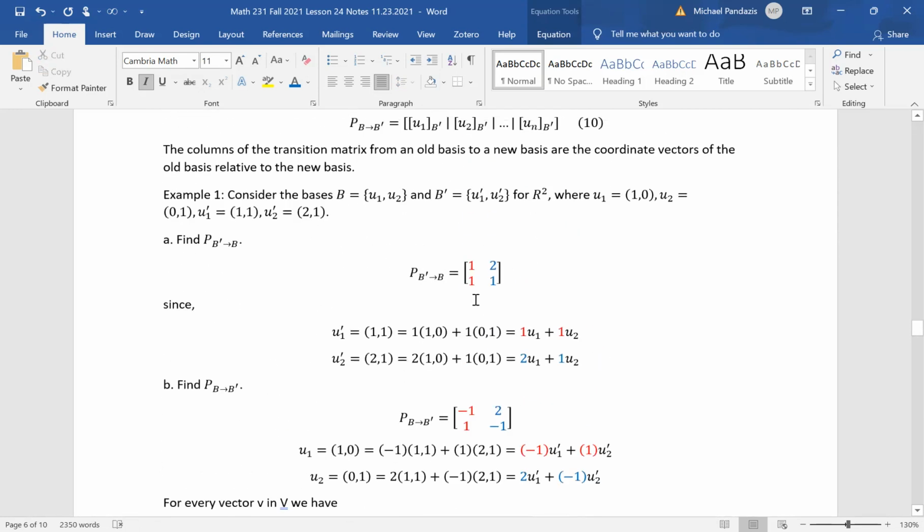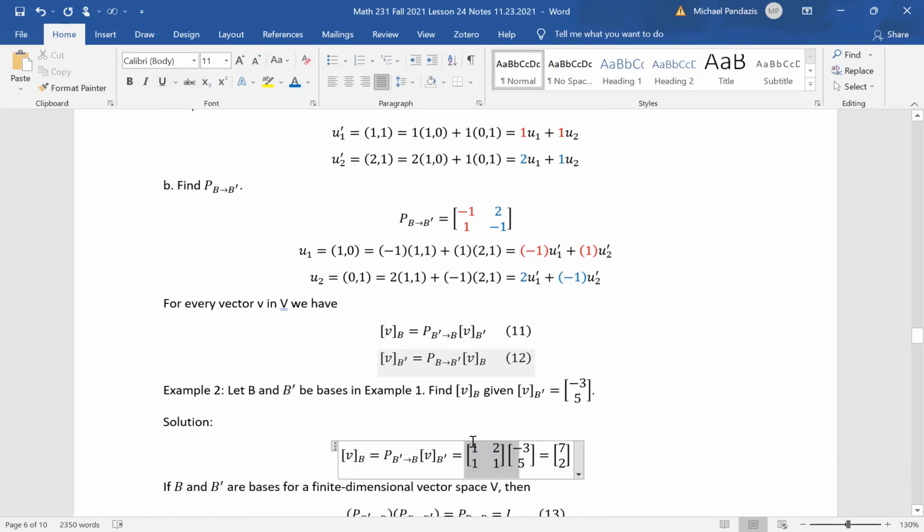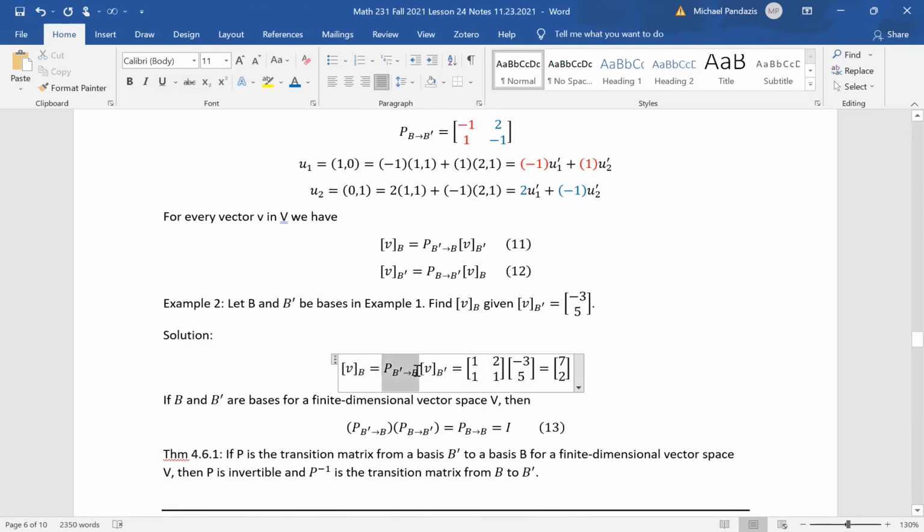And so the transition matrix from B prime to B we found in part A, which is this matrix here, 1, 2, 1, 1. So you just take that matrix 1, 2, 1, 1, and left multiply your coordinates of your vector relative to B prime by that matrix. And by equation 11, it tells you that the resulting product of these matrices, 7, 2, is the coordinates of V relative to the basis B. Okay? So knowing the transition matrix from one basis to the other allows you to convert coordinates of a vector in one basis to coordinates of the same vector in another basis.